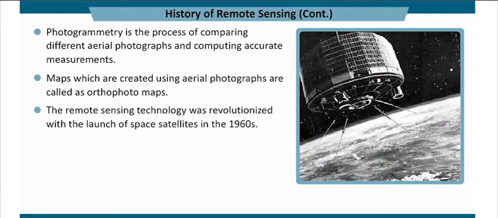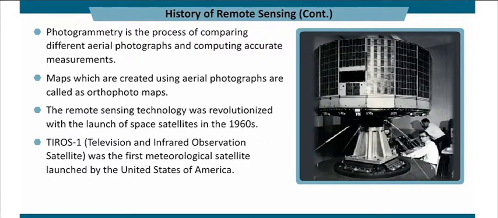Remote sensing technology was revolutionized with the launch of space satellites in the 1960s. Satellites have produced a significantly extended view of the Earth's surface. TIROS-1, Television and Infrared Observation Satellite, was the first meteorological satellite launched by the United States of America.